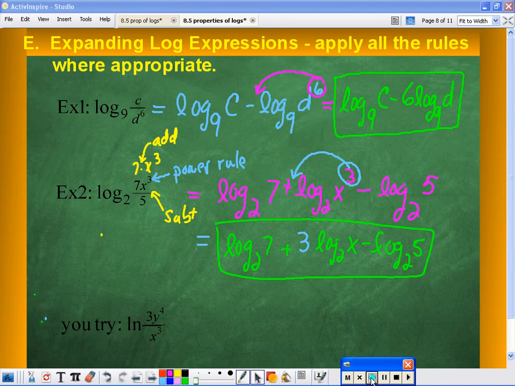So what'd you get there? Did you get ln 3 plus 4 ln y minus 3 ln x? If you did, great job. Very good. Alright, let's take a look at our next slide. I think we're going to condense now.